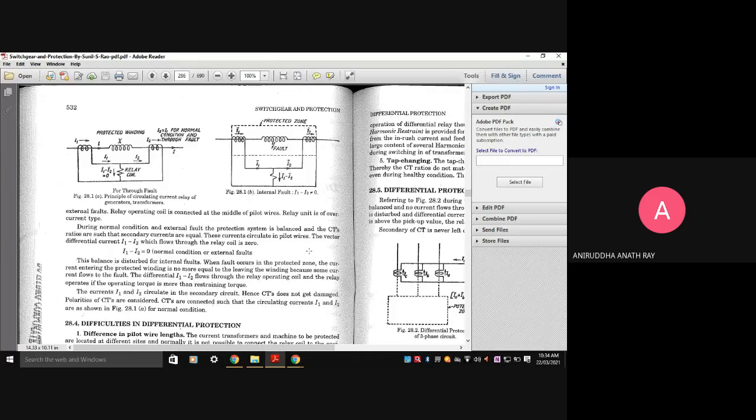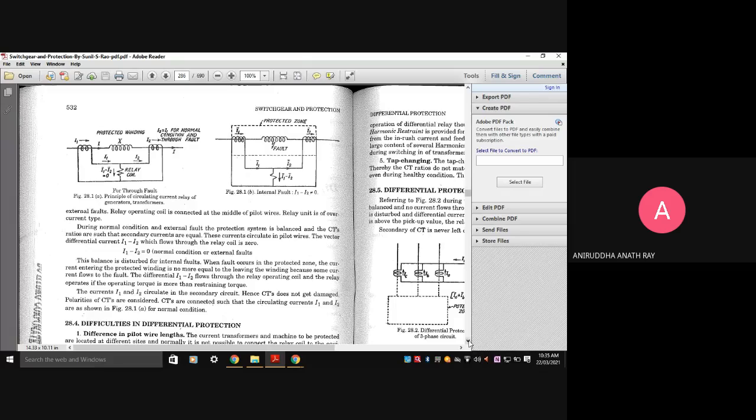The relay operates when the operating torque is more than the restraining torque, and the currents I1 and I2 circulate in the secondary circuit. Hence the CTs do not get damaged. The polarities of the CTs are considered. The CTs are connected in such a way that the circulating currents I1 and I2 are as shown.